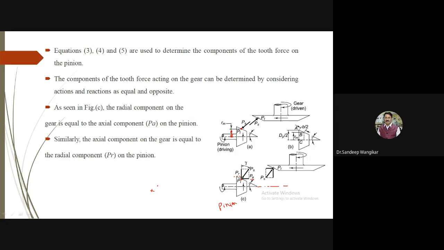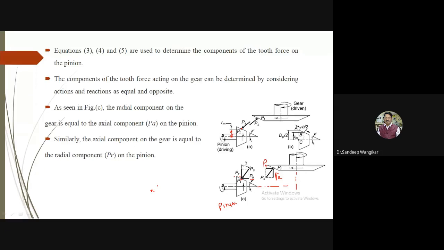Now, very, very important, friends. The directions for gear are equal and opposite. So here, for gear, this is your PR and this is your PA in the axis. But for gear, your PA is equal to PR of pinion, and for gear, your PR is equal to PA of pinion. So this is somewhat different as compared to others.